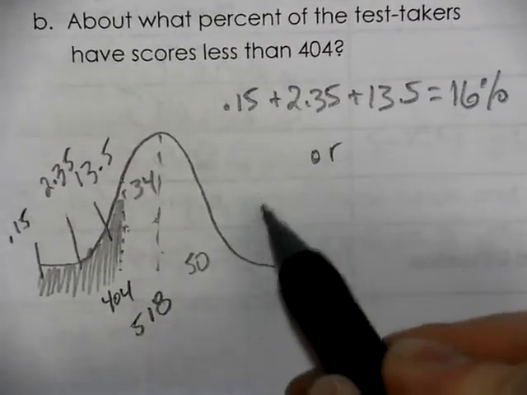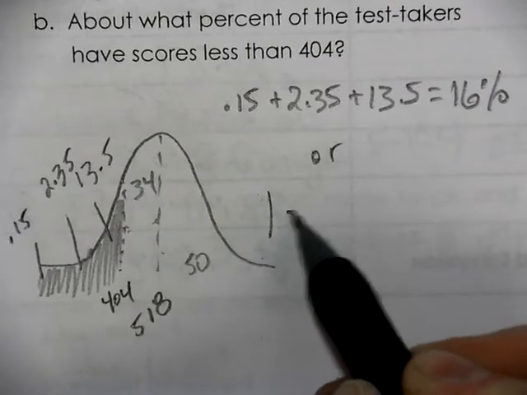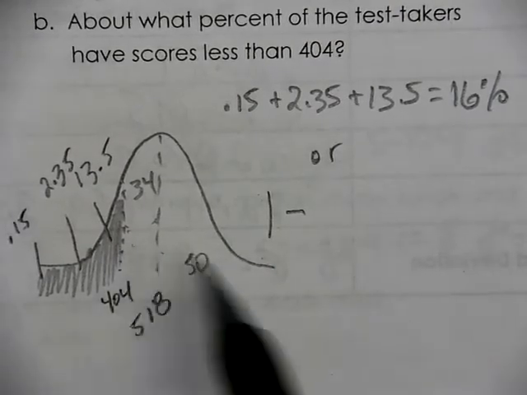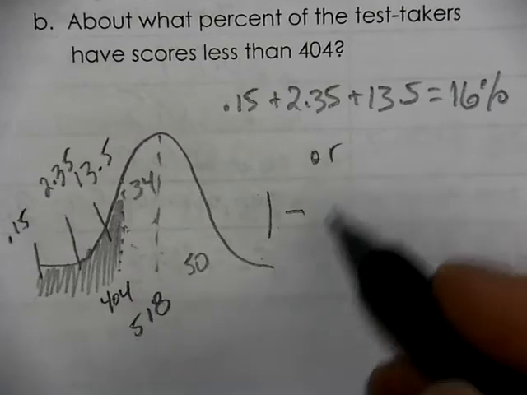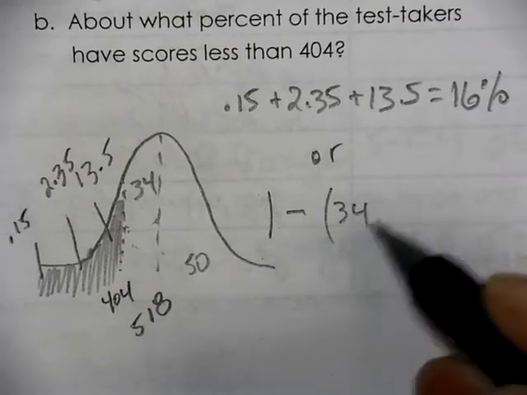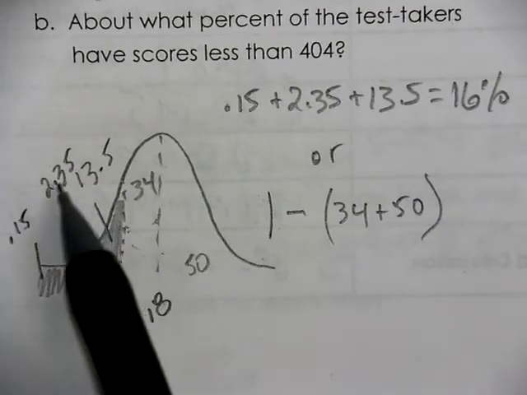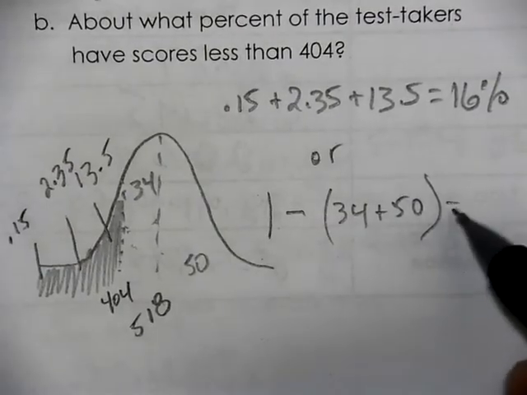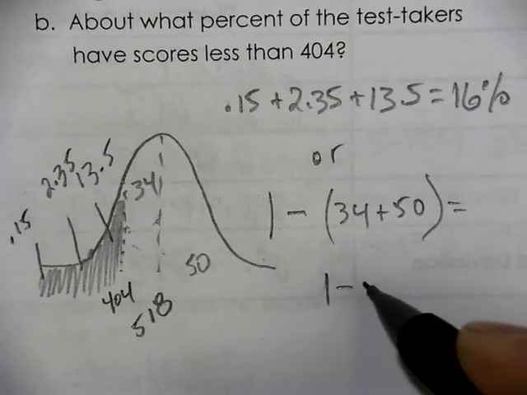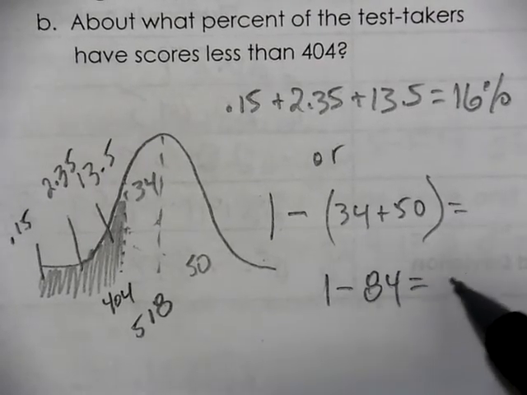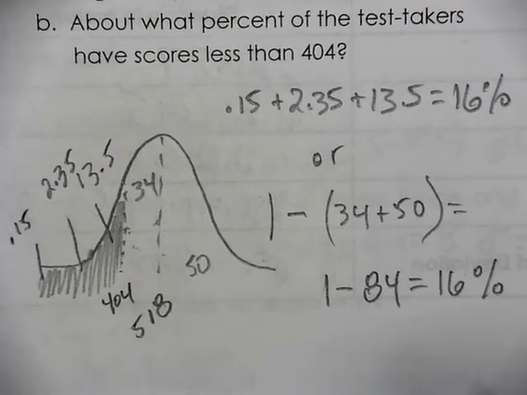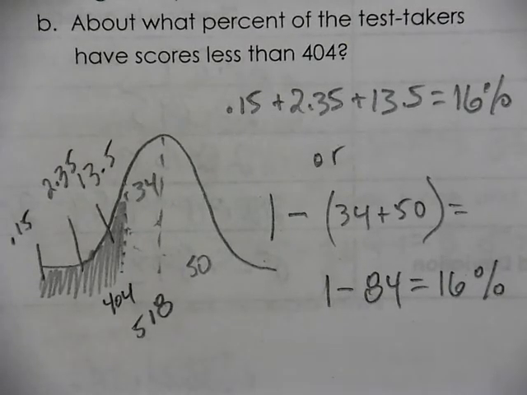Or perhaps you would think it was easier if we took 100% and subtracted the values we're not interested in, which was the 34 and the 50. Less numbers, not as messy as those. So here we get 1 minus 0.84, which is also 16%. Either way you look at that, the amount of test takers below 404 is 16%.